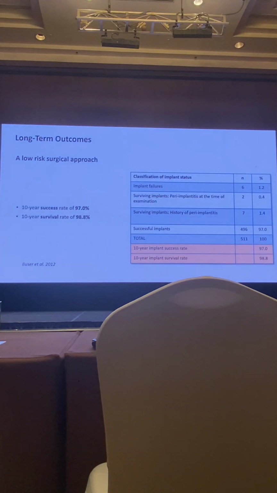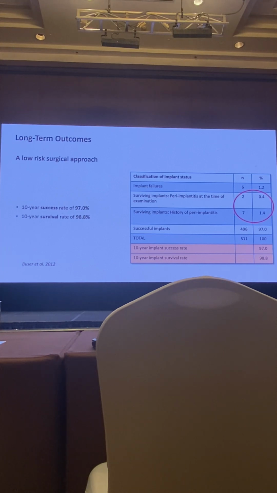So Professor Buser showed a 10-year survival rate of 98.8% and a 10-year success rate of 97%. Right, so this is the absence of complications. So over 10 years, only 3%, 3 out of 100 implants developed a complication. Incredibly low. I wish in my practice I would be as low as that. Yeah. But I do immediate implants. Sometimes we do a little bit of risky procedures, we increase our chances of failure.